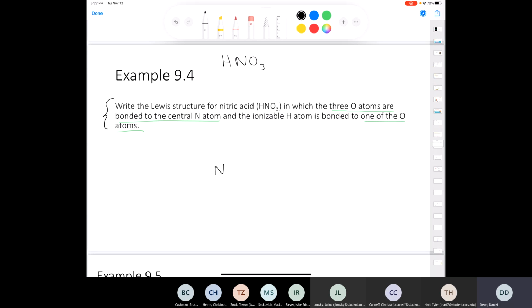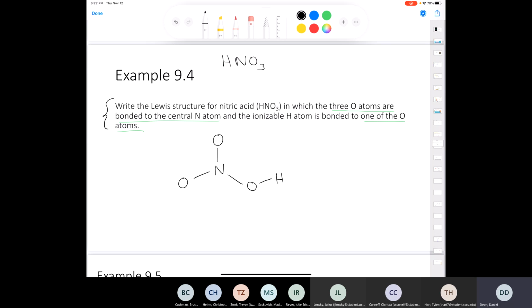You could say, okay, I have a nitrogen. It's got 1, 2, 3 oxygens bonded to it, and it says that the hydrogen atom is bonded to one of the oxygens. So you could pick any one of the 3, doesn't matter. I'll pick this one here, and we'll draw a bond like that. Okay, so you could start there.